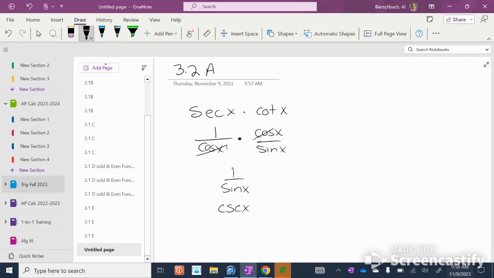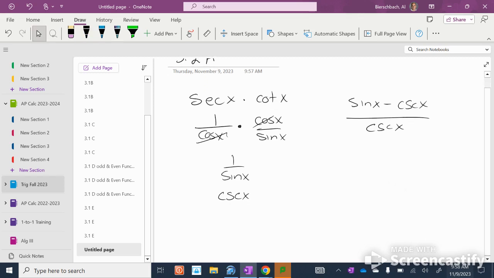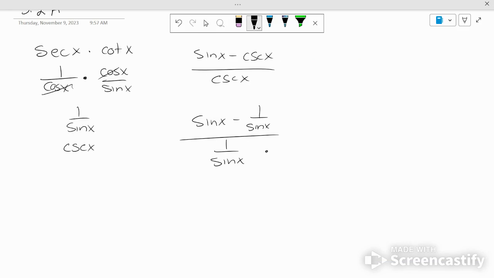What if I have something like this? Sine of x minus cosecant of x all over cosecant of x. Okay. What do I change things into? Sines and cosines. Well, I start out with sine of x minus 1 over sine of x, over 1 over sine of x. What kind of a fraction is that? It's a complex fraction. So, to get rid of a complex fraction, I multiply by the denominator of the denominator. What happens in my denominator? Cancel. If I distribute in my numerator, I get sine squared of x minus sine of x over sine of x, which is 1. All of a sudden, I have something that's a lot more familiar.